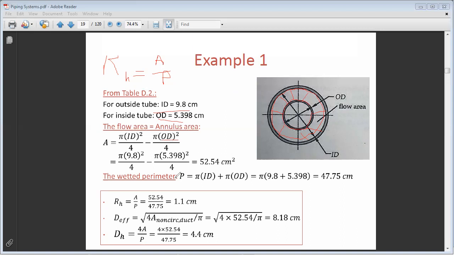Now for the wetted perimeter, as the name indicates, wetted perimeter means it's in contact with the fluid. So you have the perimeter outside of the inner tube, plus the perimeter of the inside of the outer tube. So the total wetted perimeter is pi ID plus pi OD, and the diameters are already determined. We can calculate P, and now we have the hydraulic radius. Once you calculate the hydraulic radius, you can directly deduce the hydraulic diameter, because you just have to multiply by 4, since the definition of hydraulic diameter is 4A over P. So 1.1 times 4 equals 4.4 centimeters.